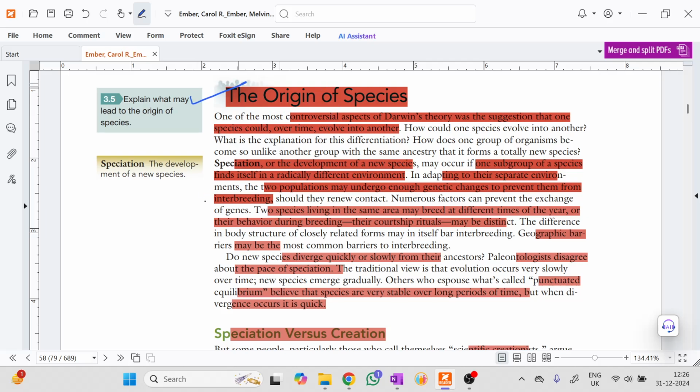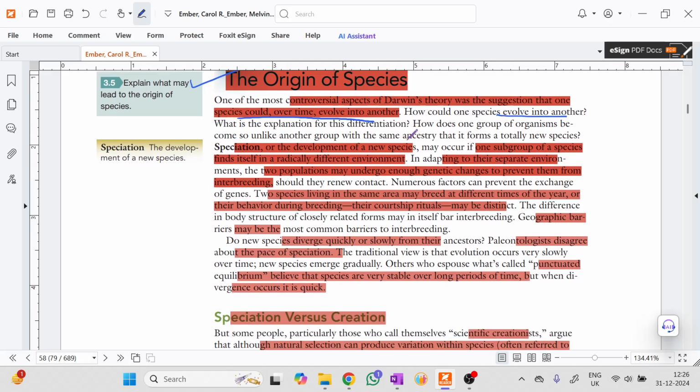Then let's talk about origin of species. One of the controversial aspects of Darwin's theory was the suggestion that one species could over time evolve into another. So how does one species evolve into another? Speciation, the formation of a new species, may occur if one subgroup of a species finds itself in a radically different environment, and in adapting to their separate environment, the two populations may undergo enough genetic changes to prevent them from interbreeding.